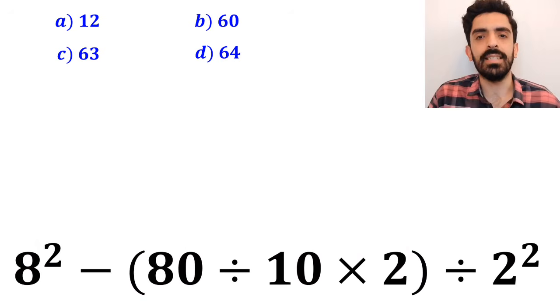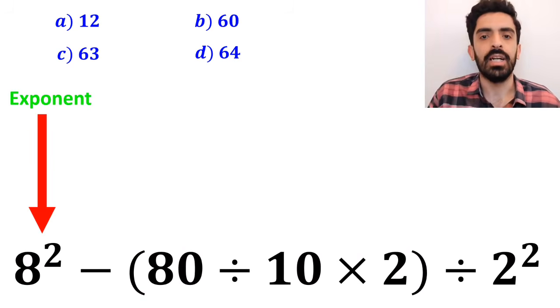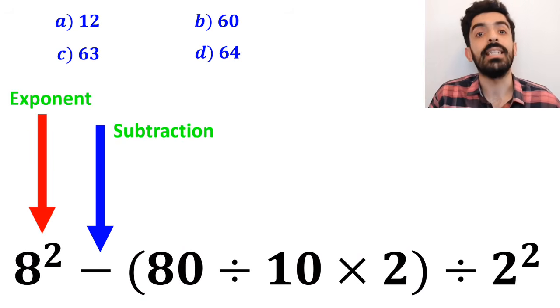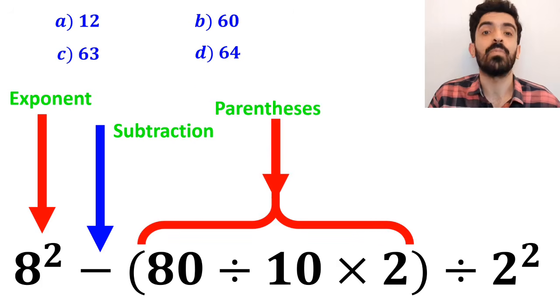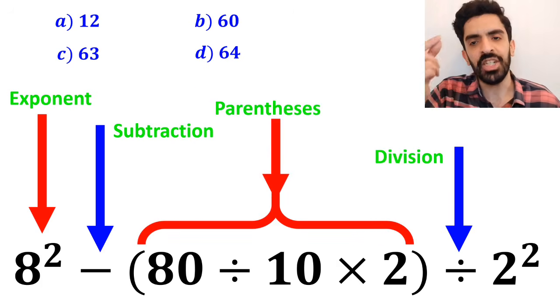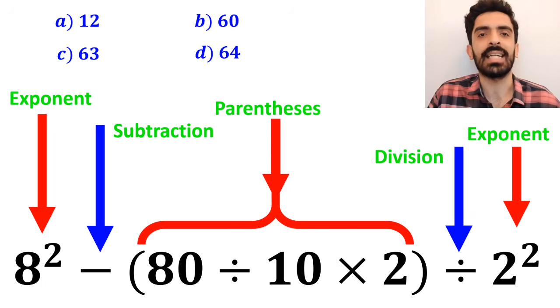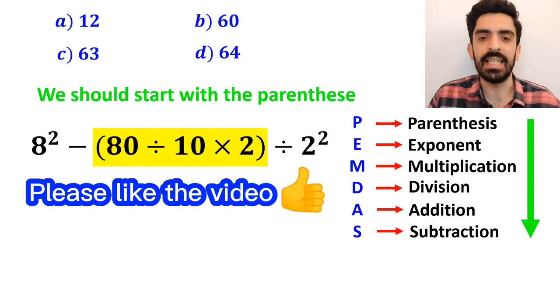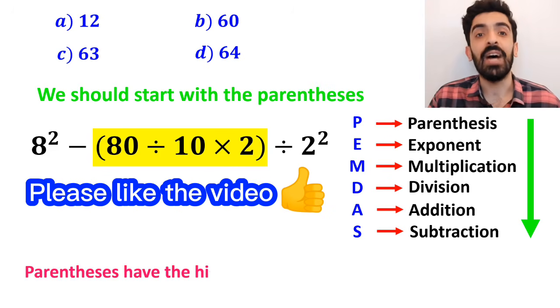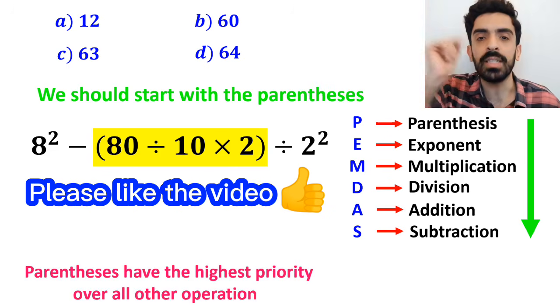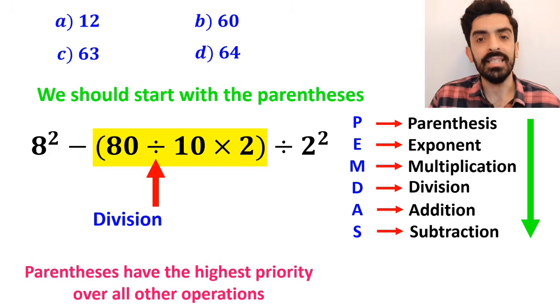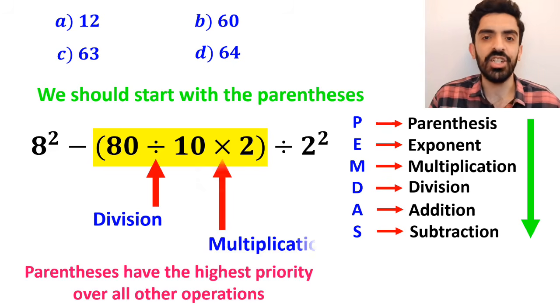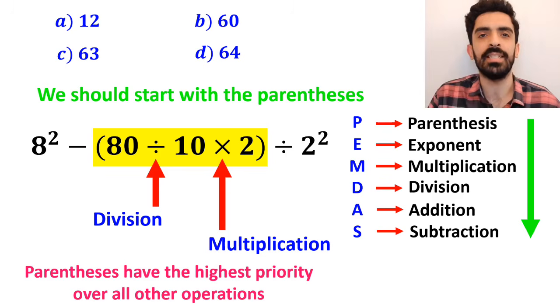Alright, as you can see on the screen, in this expression, first we have an exponent, then a subtraction sign, followed by parentheses, then a division, and finally another exponent. According to the PEMDAS rule, first we should stop with the parentheses because parentheses have the highest priority over all other operations. And inside the parentheses, first we have a division sign and then a multiplication sign.